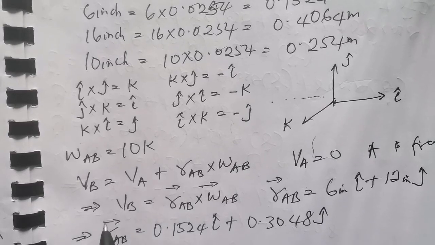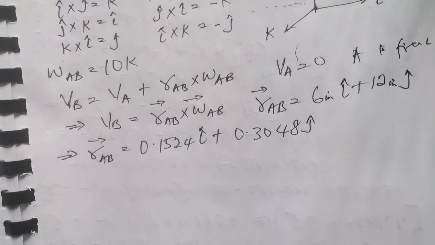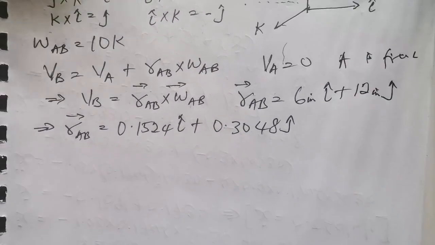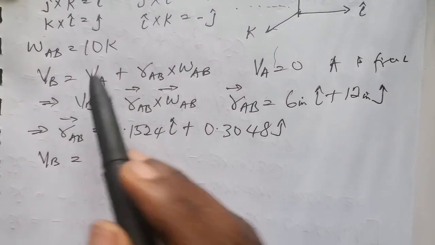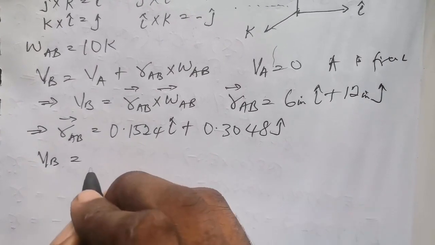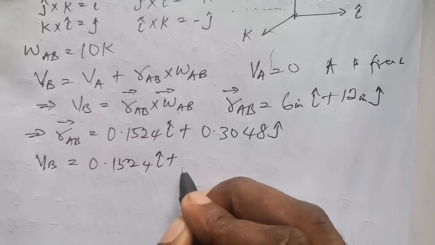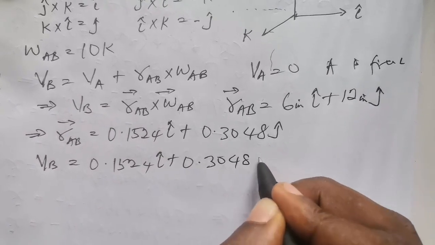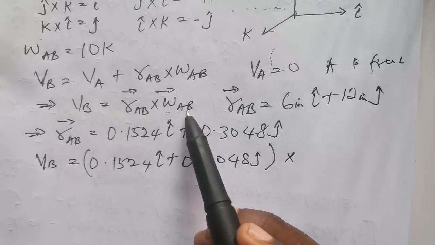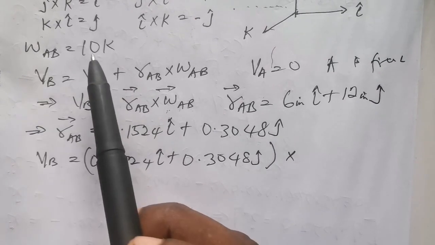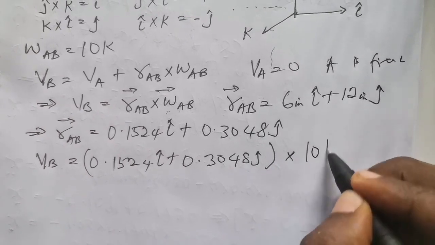Now, having found this, we need to plug into this equation to obtain the velocity at point B, which is the velocity at the free end. So velocity at point B is equal to, of course VA is 0, so that's off. So we have RAB, which is the whole of this: 0.1524 in the I direction plus 0.3048 in the J direction. So this crossed with the angular speed omega AB, and the angular speed that was given to us is 10. And I said angular speed only moves in the K direction. So we simply have times 10K.